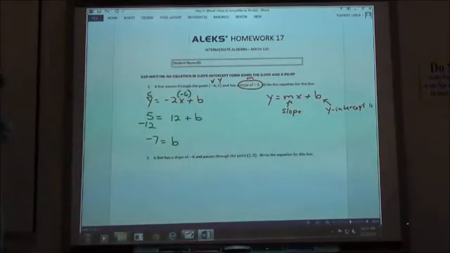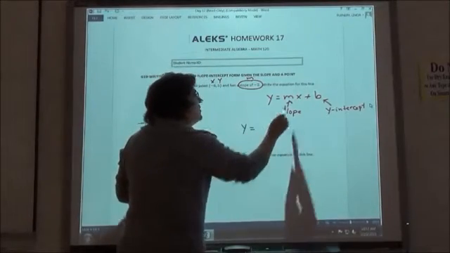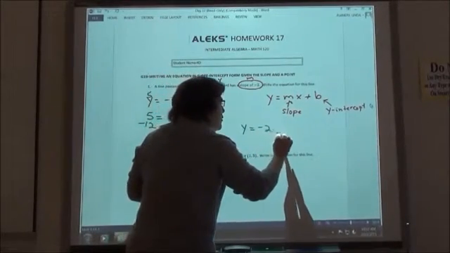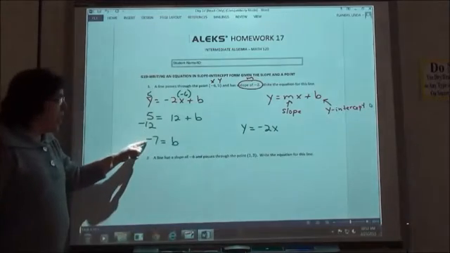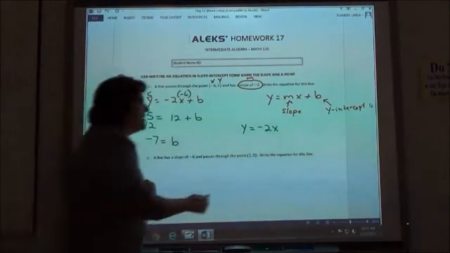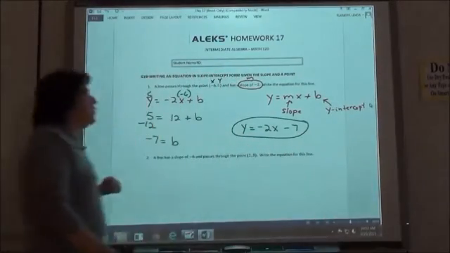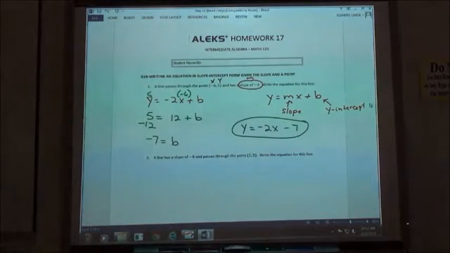So I still need to write the equation in this form. Y equals, my m value was -2, so -2x. For my y-intercept, I'm not going to put plus a -7. Plus a -7 is just -7. And so y equals -2x minus 7 would be the equation of my line.